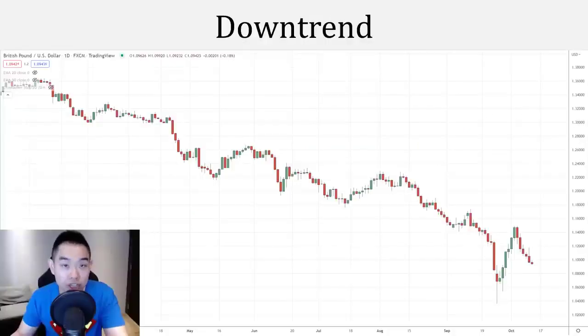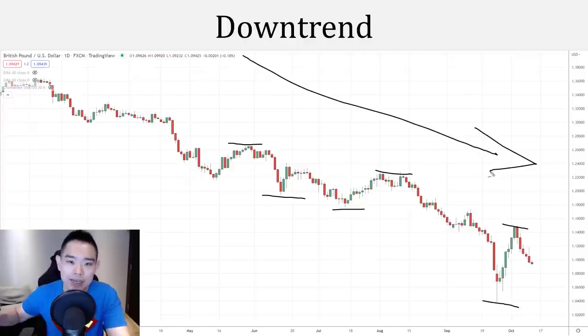Next, a downtrend. This is just the inverse. In a downtrend, you'll notice that the price makes a series of lower highs and lower lows. So you look from left to right, the market is pretty much heading down lower over time.